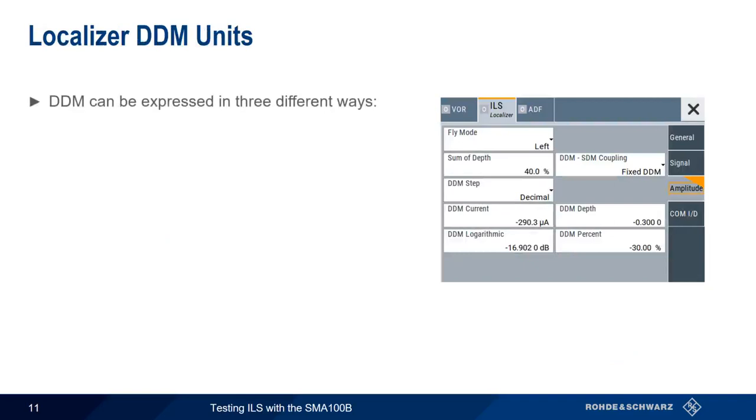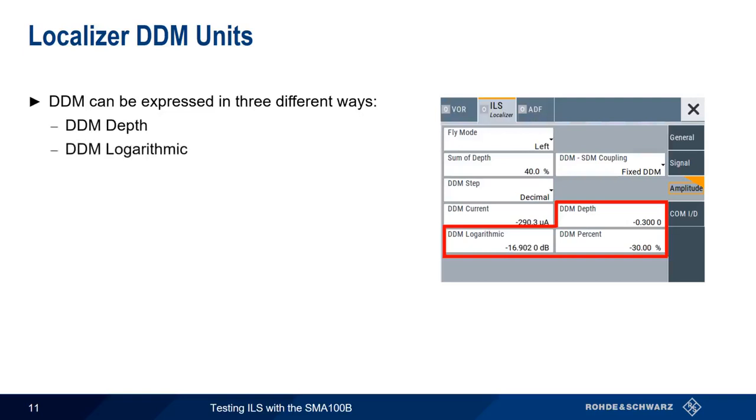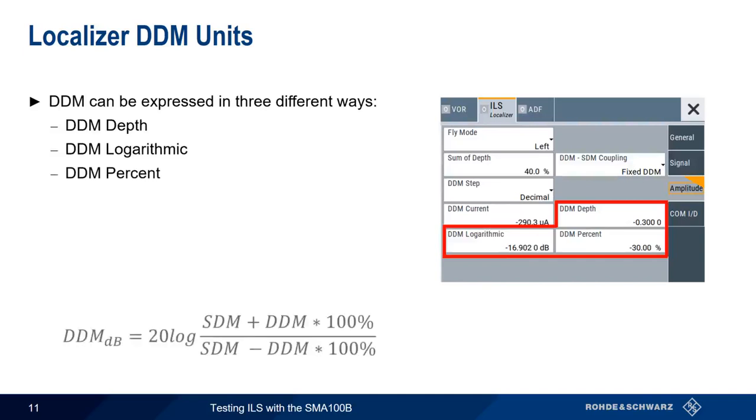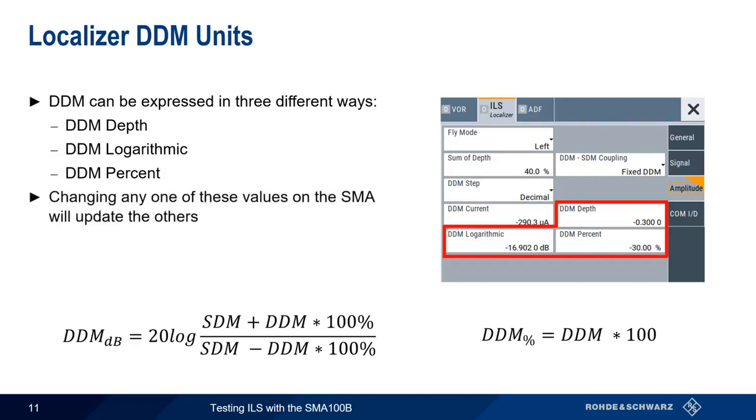Difference in depth of modulation can be expressed in three different ways: DDM depth, which is unitless, DDM logarithmic, which is in units of dB, and DDM percent. The conversion between units is done using these simple formulas. On the SMA, changing any one of these values will update the other values automatically.